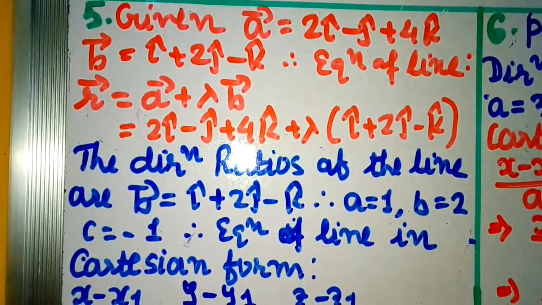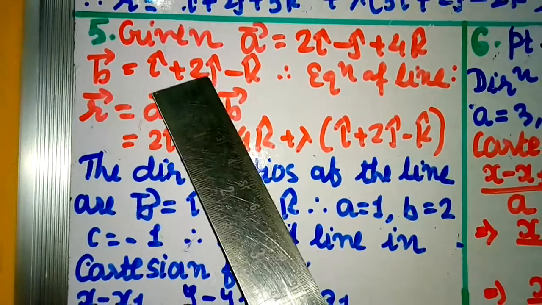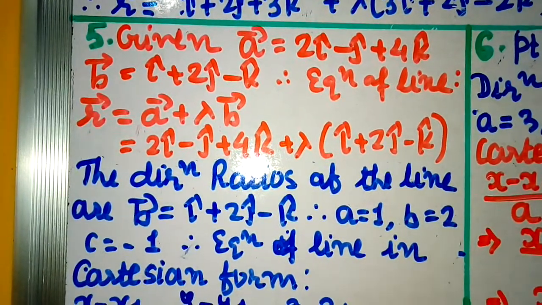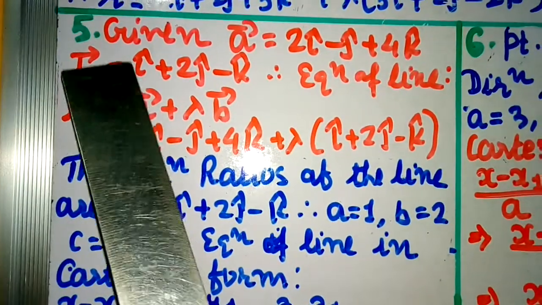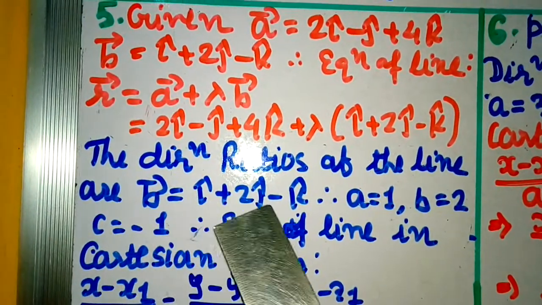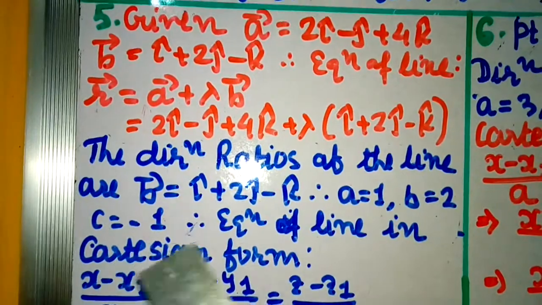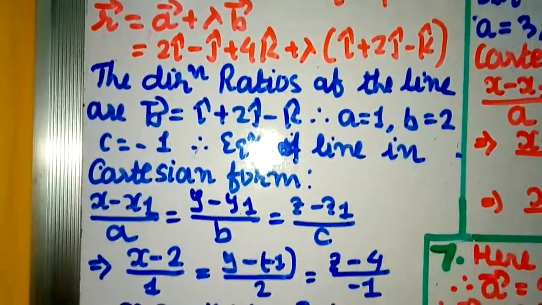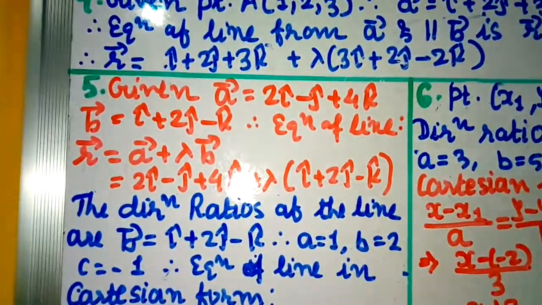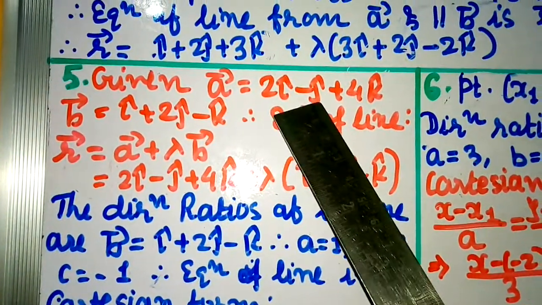They have asked us also to write it in Cartesian form. The direction ratios of the line are given by the parallel vector. Here the coefficients of i, j, k will give you the direction ratios. So here b equals i cap plus 2j minus k cap, so a value is 1, b value is 2, and c value is minus 1. For the equation of the line in Cartesian form, this is the formula, and the point is given with position vector 2i minus j plus 4k, so this is x1, y1, z1.